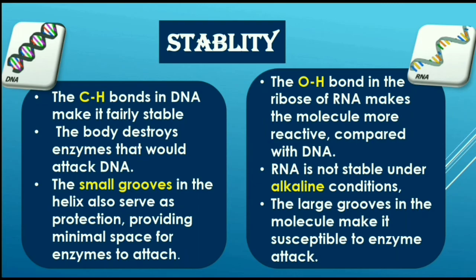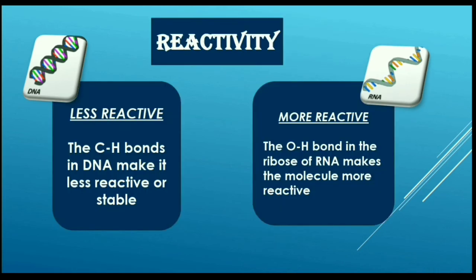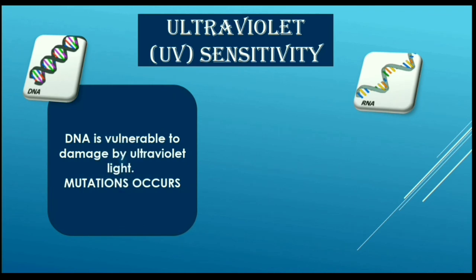The next difference is ultraviolet sensitivity. Which molecule, DNA or RNA, is sensitive to UV radiation? Both molecules have sensitivity to ultraviolet light or radiation. First, DNA is more vulnerable to damage by ultraviolet light. And do you know what the result of this sensitivity is? The pairing of the nitrogen bases will change. Dimers are formed in your body. A single ring base will pair with a single ring base.